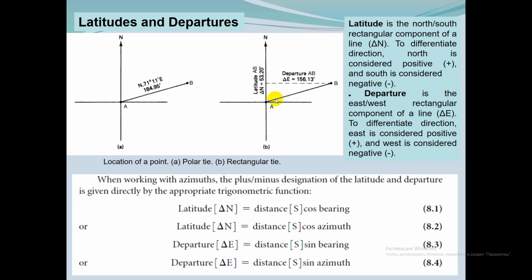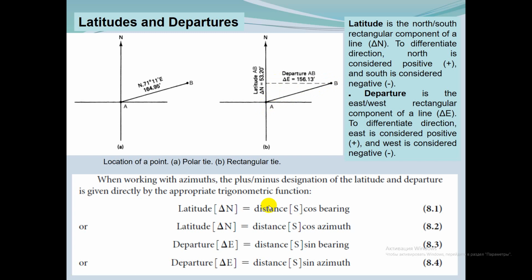Or departure delta E equals distance s multiplied by sine of the bearing. Departure delta E equals distance s times sine of the azimuth.